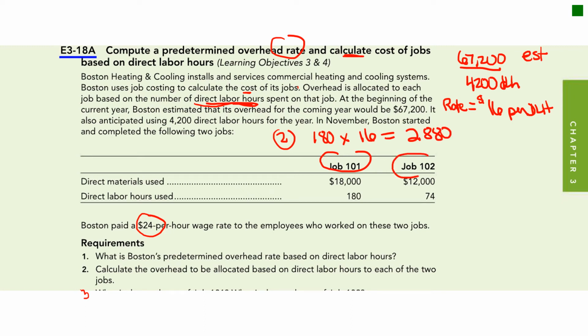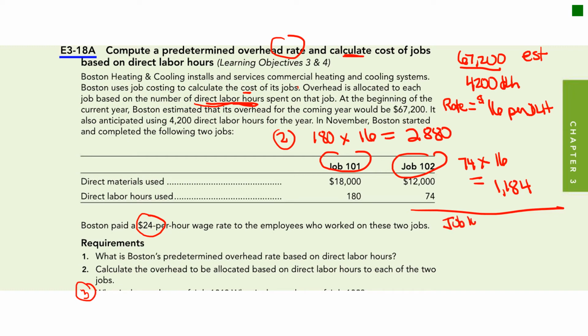And then for job 102, you take the 74 hours, multiply that by 16, and you would get 1,184. That would be the overhead allocated to job 102. And then finally, the last step is they want you to get the cost of each job.